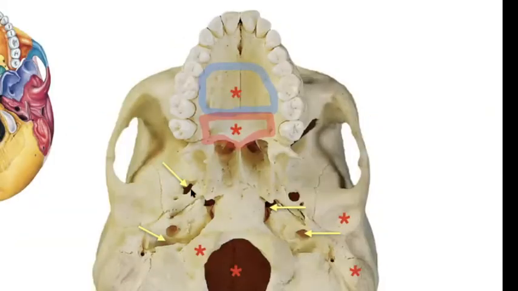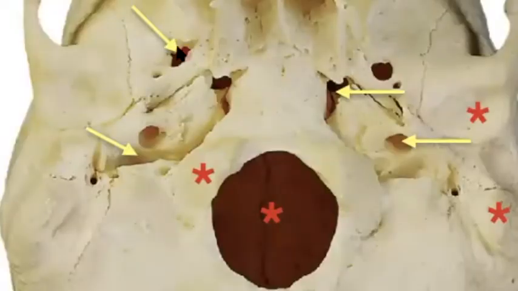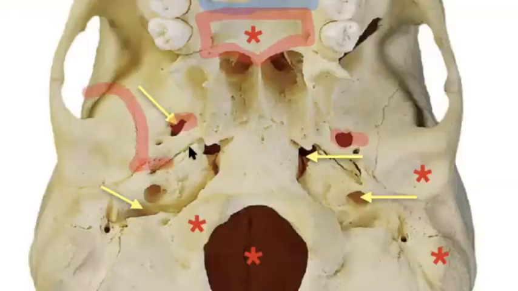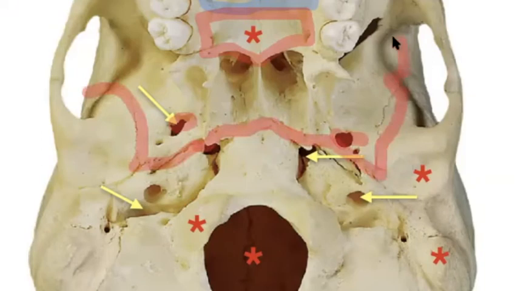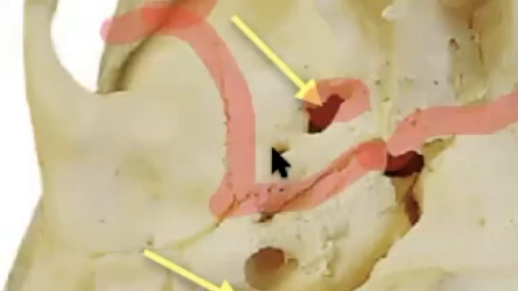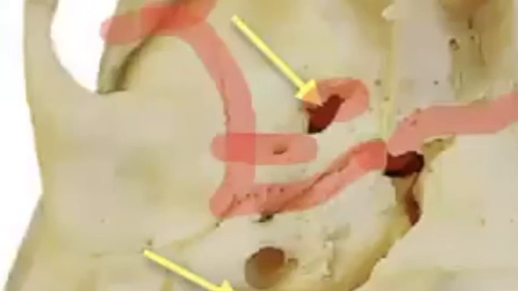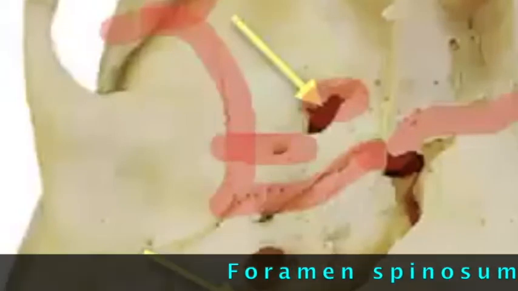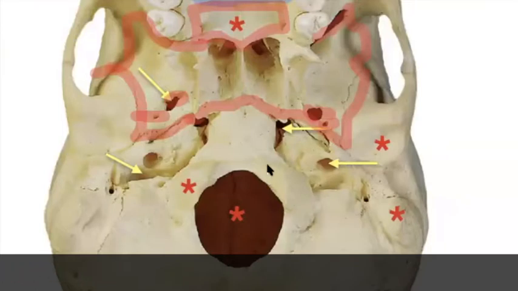So moving posterior, these two holes right here are within the sphenoid bone. This is your sphenoid bone right here, somewhere up here, right? So that's your sphenoid bone. These are entirely within the sphenoid. Those are your foramen ovale, right? You also have, I don't have these pointing here, but right here is the foramen spinosum right there.